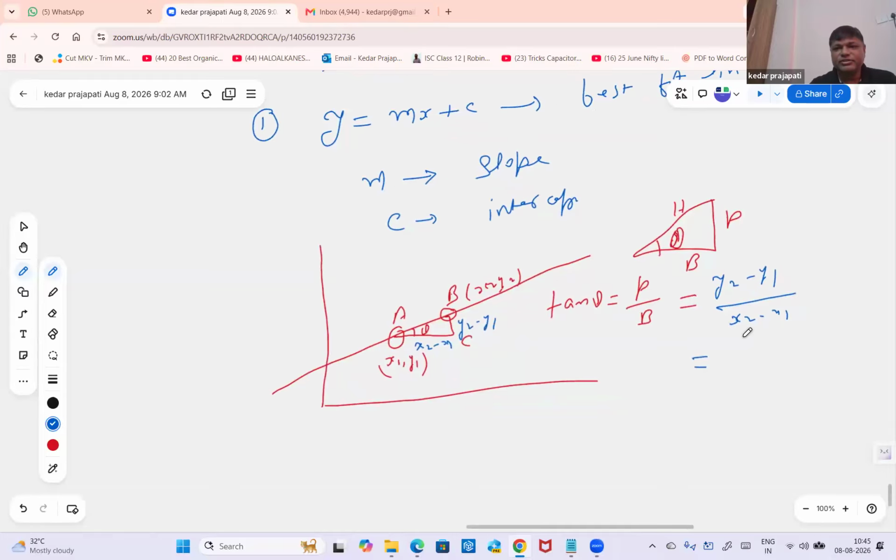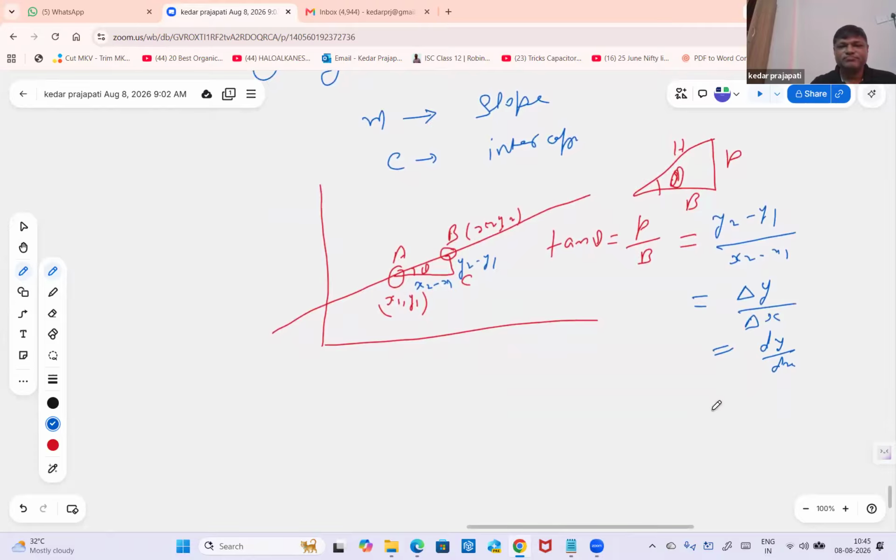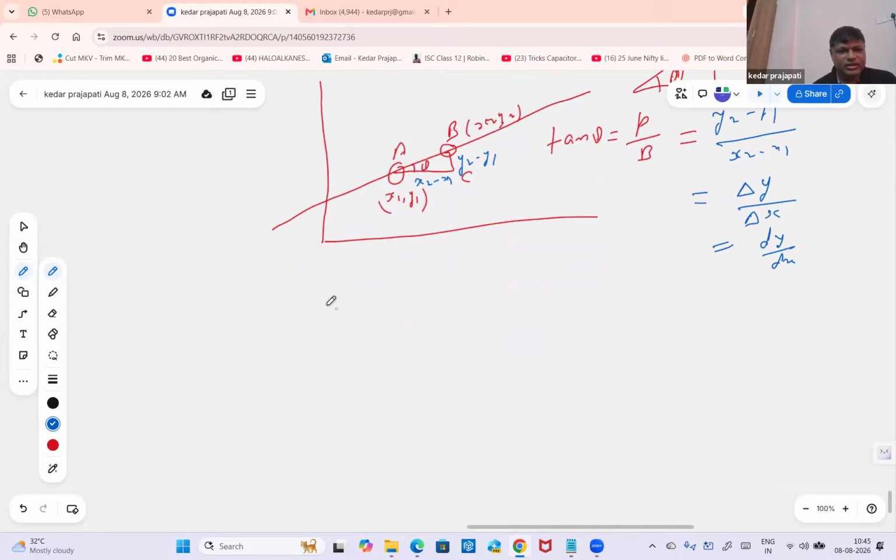So this is nothing but change in y. y2 minus y1 is what? Change in y, delta y, and change in x, delta x. And this is known as, for a small value, dy by dx. So dy by dx is nothing but slope. If someone doesn't understand this, then let me know. How did I find this?